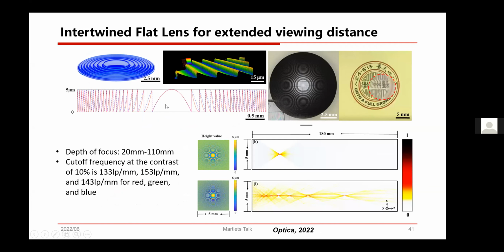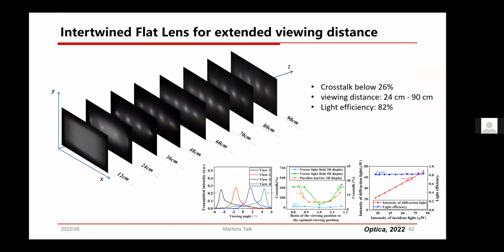In this design, we first designed a flat lens that works at a broad wavelength bandwidth, and the focal depth is extended from one point to a large range. The depth of focus ranges from 20 millimeters to 110 millimeters. Then we pixelated this flat lens, and we intertwined different flat lenses together to form the light view modulator. In this case, we have four views, so we integrated four flat lenses together. And the light efficiency increased to 80%, benefiting from more than 200 steps.